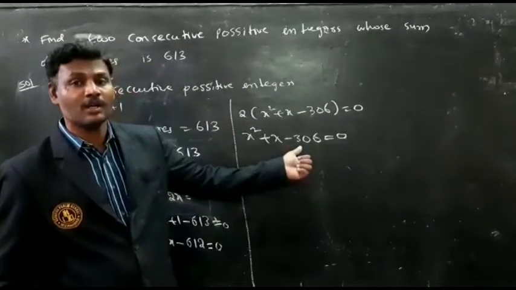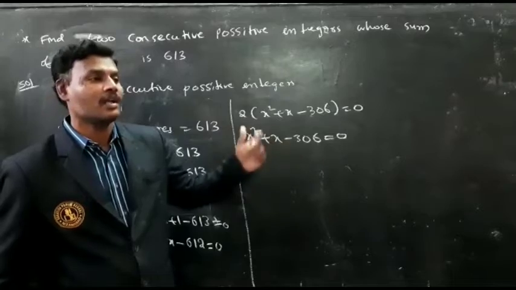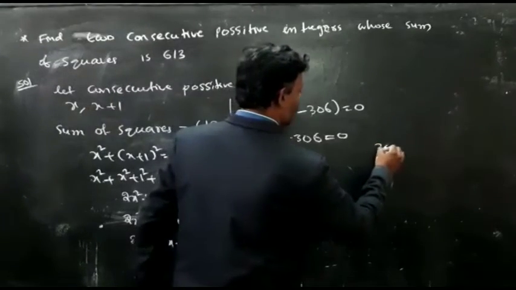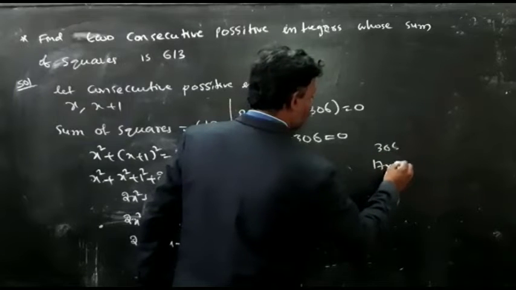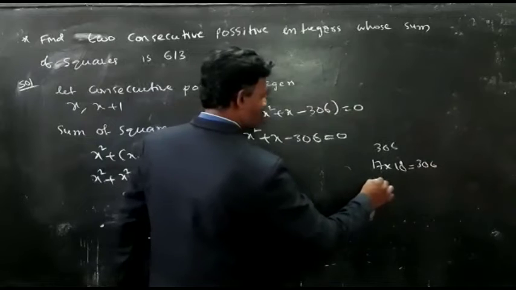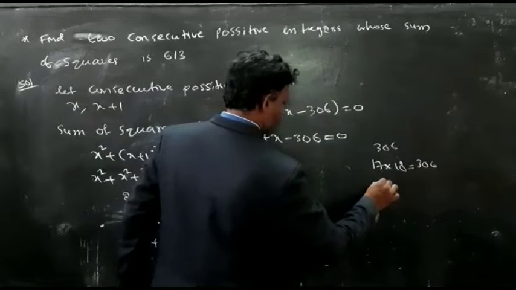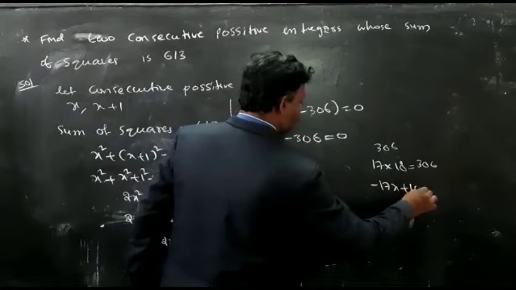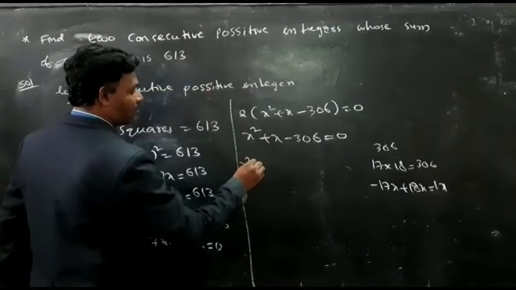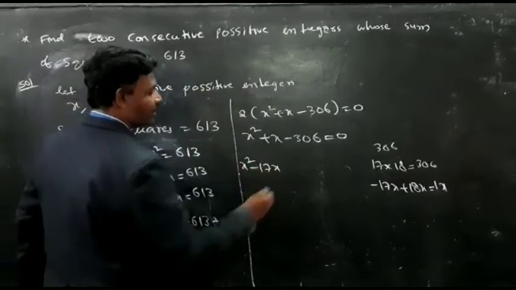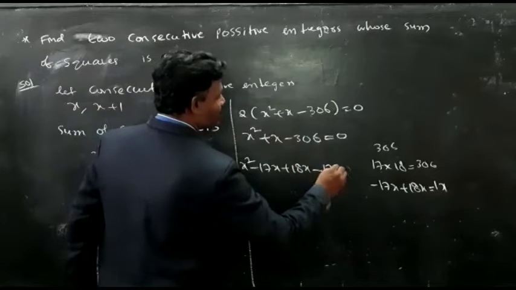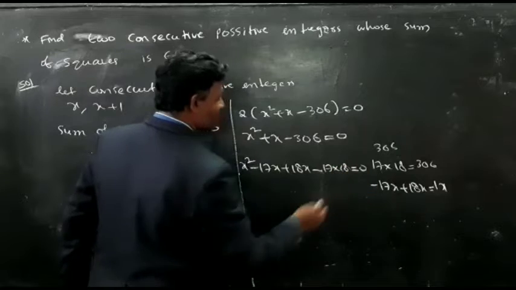You have to find the roots of this quadratic equation. Now I am going to use the factorization method. Here what is the number? 306. 17 into 18 is equal to 306. Here minus 17x plus 18x is equal to x. So x square minus 17x plus 18x minus 17 into 18 is equal to 0.